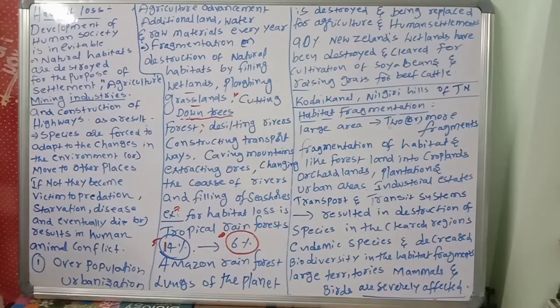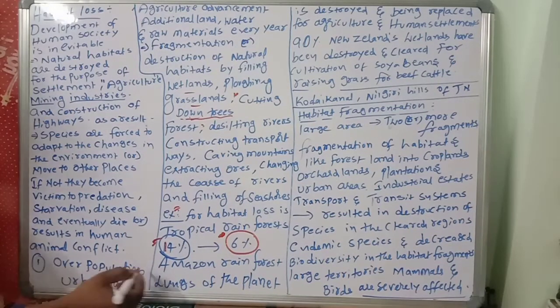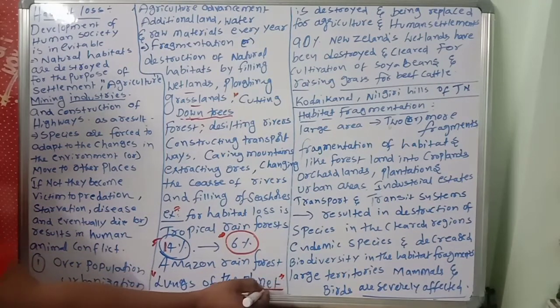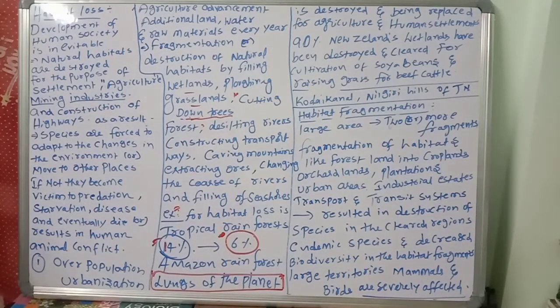Next, another important example of habitat loss. You know the Amazon rainforests, very huge forests, a vast area harboring millions of species. So how many species does the Amazon rainforest have? Millions of species. What is another name of the Amazon rainforest? It is called the lungs of the planet. Why do we call it the lungs of the planet?